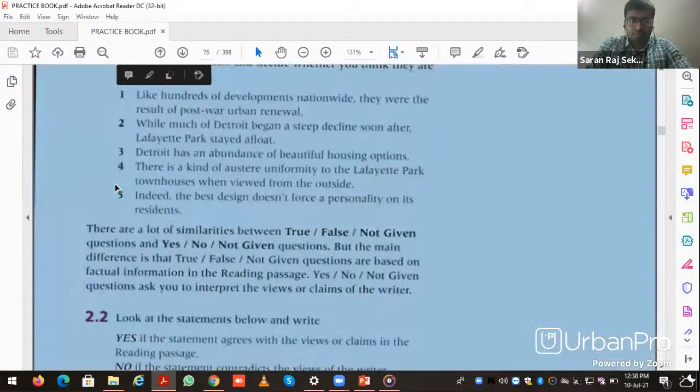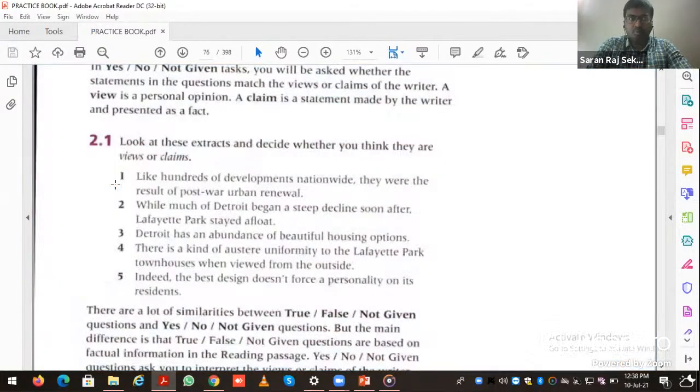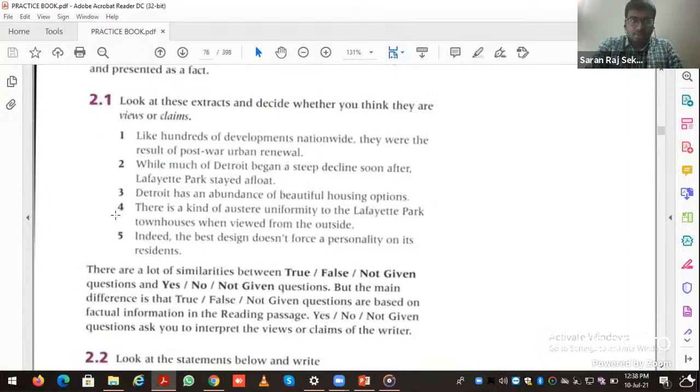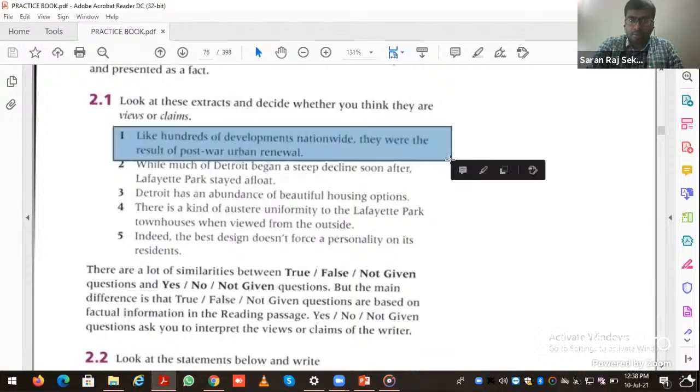So if you see here, a view is a personal opinion, but a claim is something which is represented as a fact. So if you see here in the first question, hundreds of developments nationwide, they were the result of the post-urban renewal. This is an example question. So we have to know whether it is a view or a claim. If you read this question and you couldn't see any opinion-based words, then this is represented as a fact by the writer.